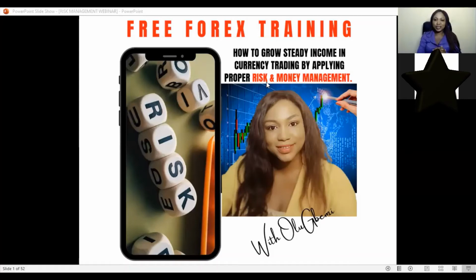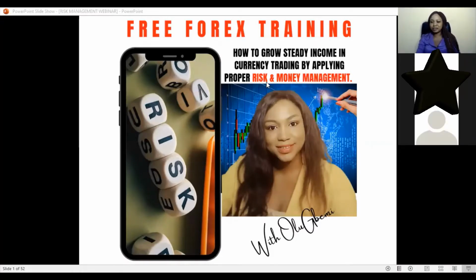Again to the class, How to Grow Steady Income in Currency Trading by Applying Proper Risk and Money Management. So it's not just about risk management, also money management. So that's what we're going to be talking about in this class.